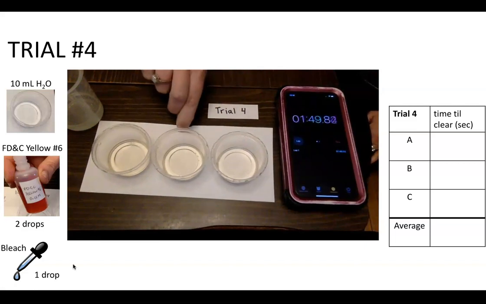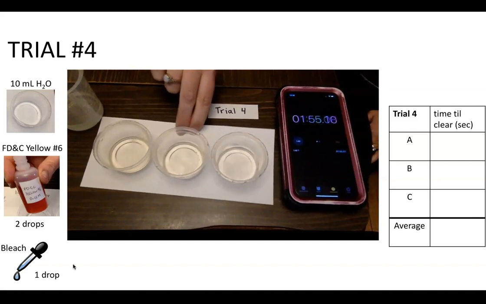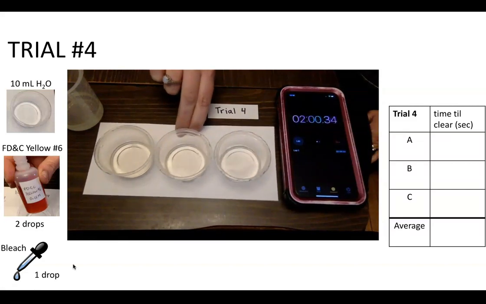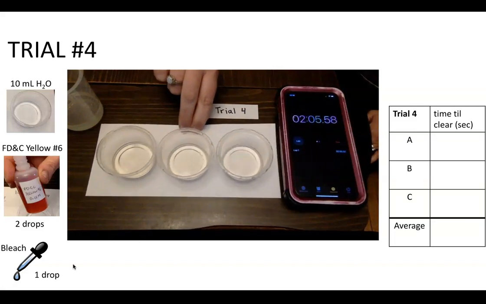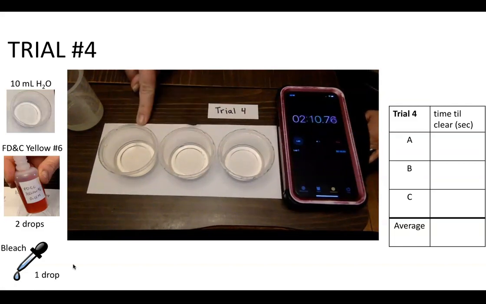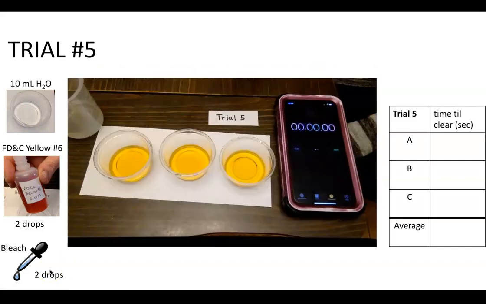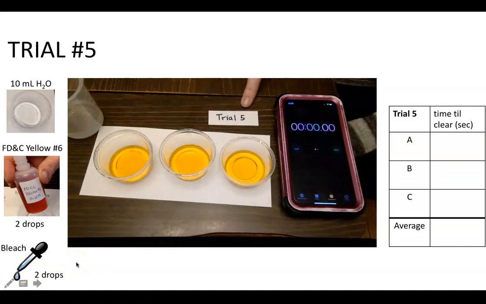There goes A. There goes B. And there goes C. And now the last one, trial 5. This one is 2 drops of dye and 2 drops of bleach.